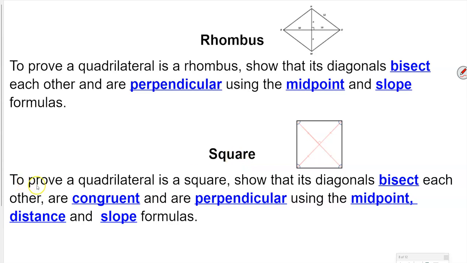Now with the square, to prove a quadrilateral is a square, we're going to show that its diagonals bisect each other again. And again, we know squares are parallelograms, but we also know that the diagonals are congruent and perpendicular. So we're going to use the distance formula and the slope formula to prove that, okay?